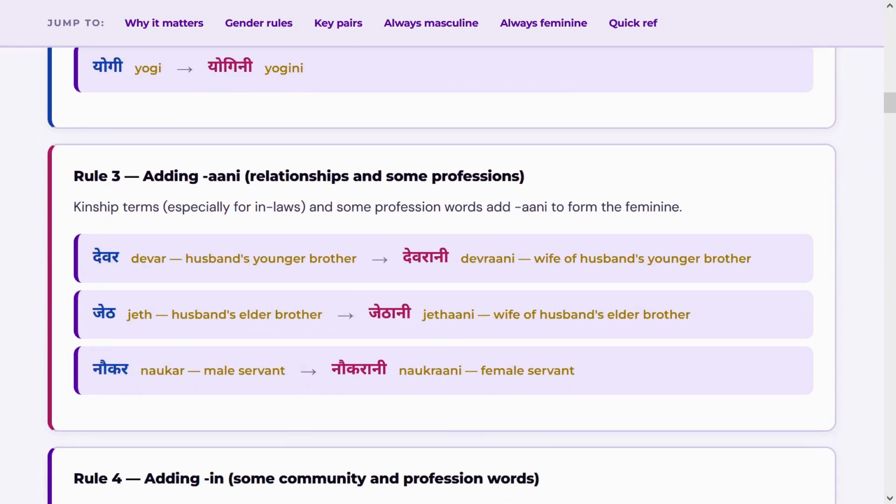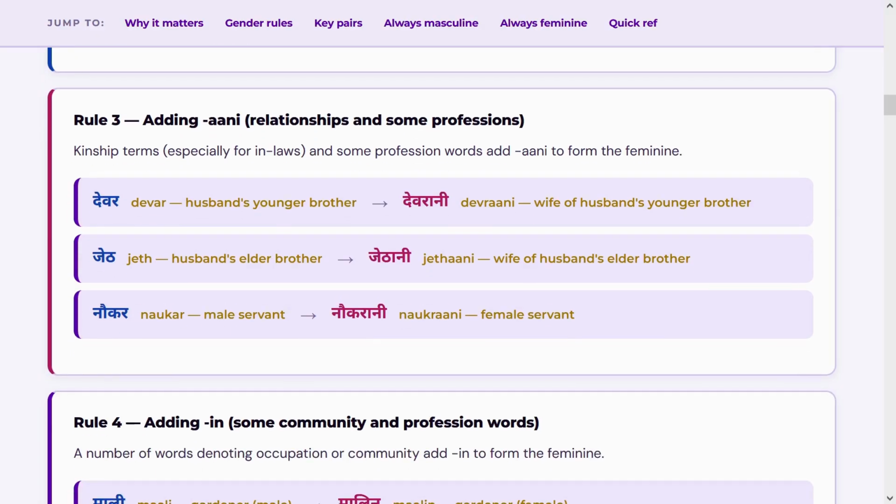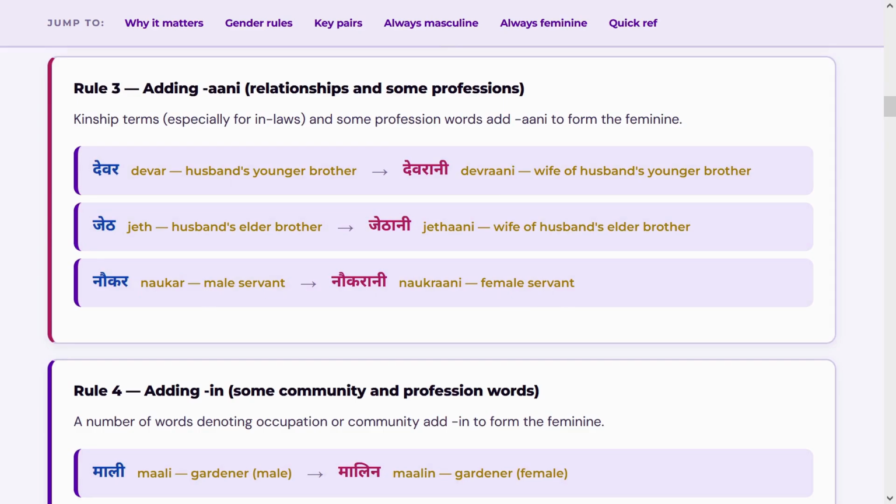Rule number 3: adding ani, for relationships and some professions. Kinship terms, especially for in-laws, and some profession words add ani to form the feminine. Devar, husband's younger brother. Devrani, wife of husband's younger brother. In Hindi the relationships are more intimate, so you have different words for different positions in the family. English doesn't have those kinds of words, just brother, sister, in-laws, like that. So this is more intricate wording, and you have to learn these words. How to change the genders in those words, I'm teaching you here. Jeth, husband's elder brother. Jethani, wife of husband's elder brother. Naukar, male servant. Naukrani, female servant.